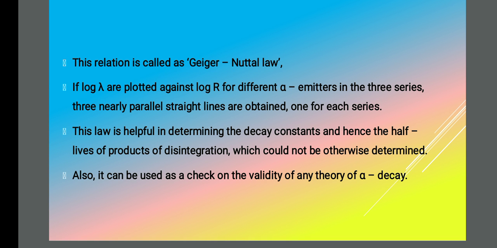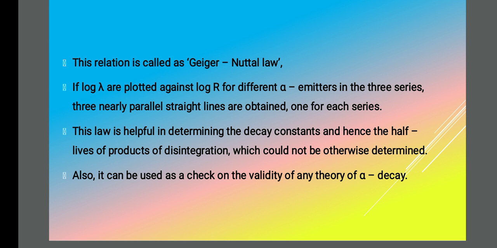Okay, if log lambda is plotted against log R for different alpha emitting particles, in the 3 series, 3 parallel straight lines were obtained, one line for each series.